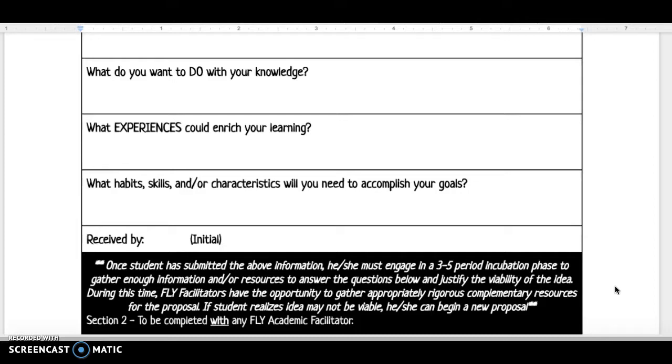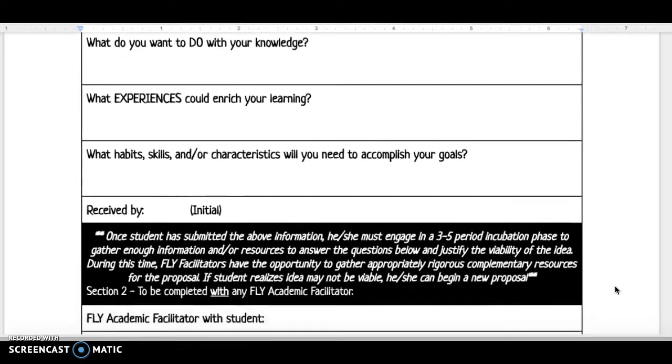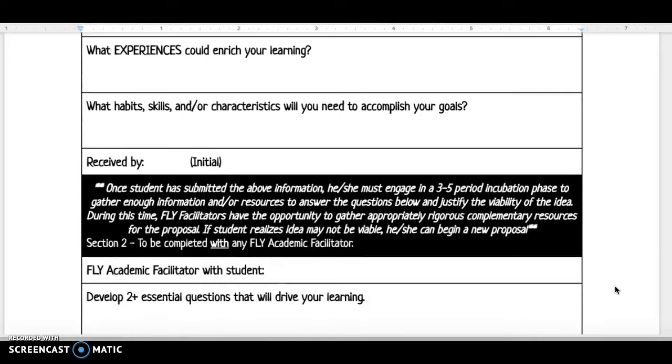And then where it says received by, that would be the teacher, whichever teacher you have. And then in this black box, it says once the student has submitted the above information, he or she must engage in a 3 to 5 period incubation phase to gather enough information or resources to answer the questions below and justify the viability of the idea.